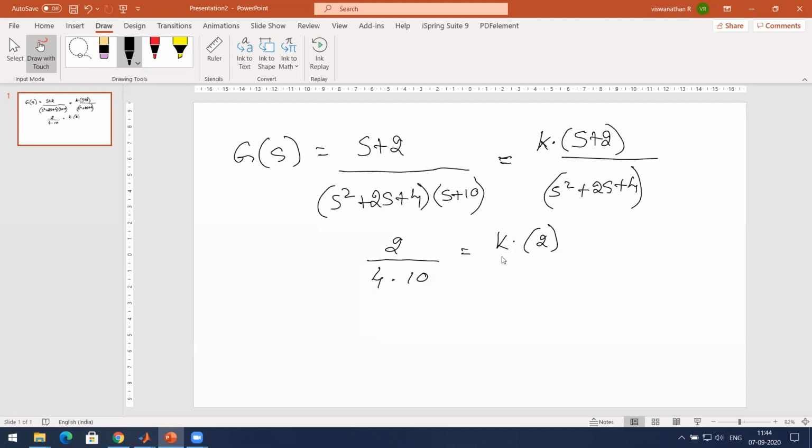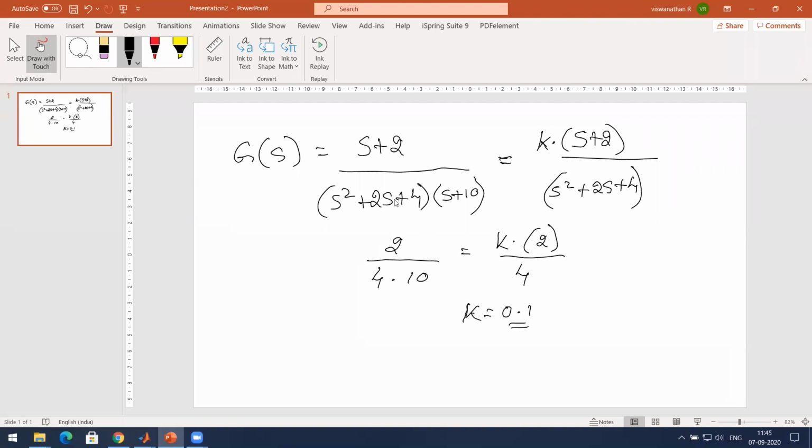K into 2 divided by, what will be here? 4. So what is the value of k? Can somebody find out and tell me? K will be 1 by 10, sir, 0.1. K will be equal to 0.1.